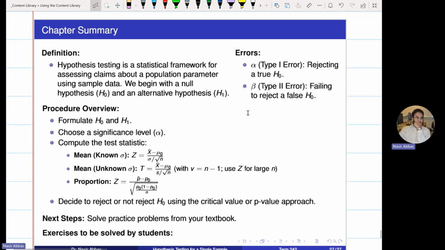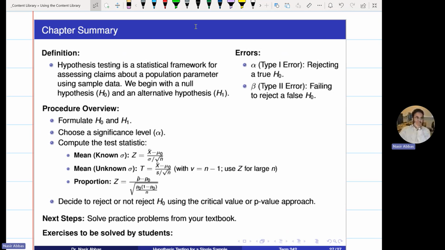Summary in terms of words. What is the definition of hypothesis testing? It's a statistical framework for checking if the claims about a population parameter are true or not. We begin with the null and alternative hypotheses, H0 and H1. After formulating H0 and H1, we choose a level of significance.